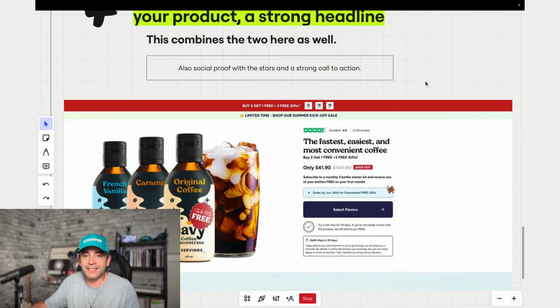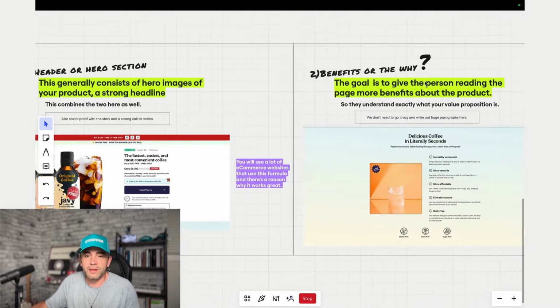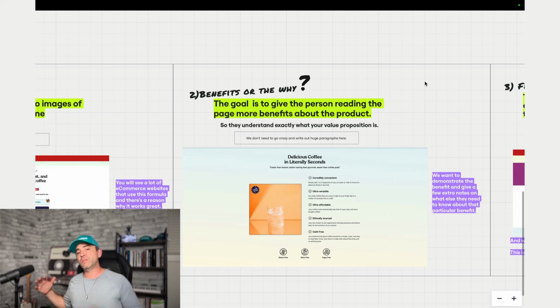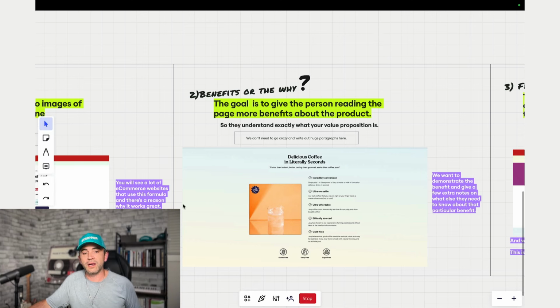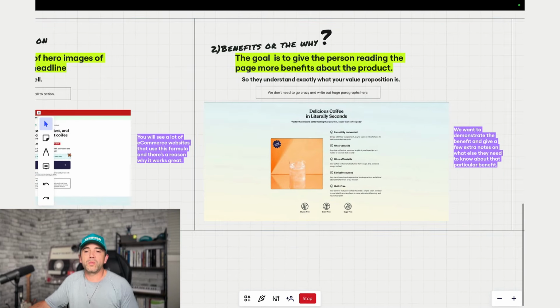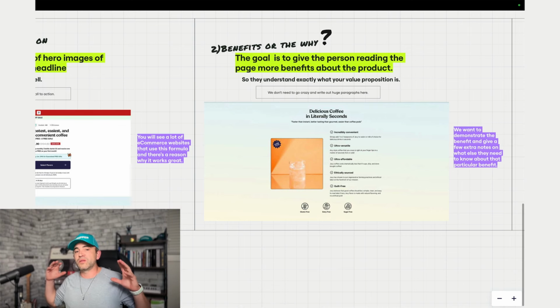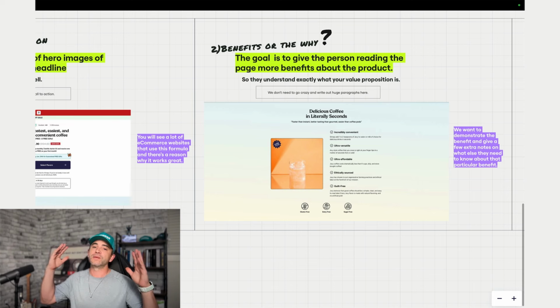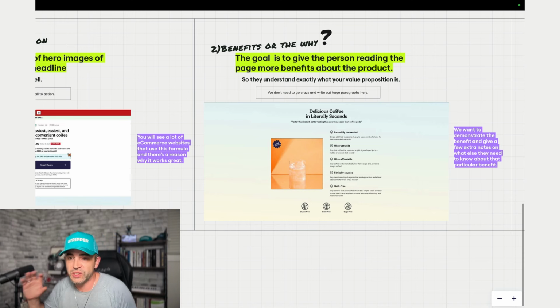So onto the next section. The next section is, since people are coming in here, we've given them some of the benefits, the reasons why they should consider trying our product. We want to lead into the benefits. The goal here is to get the person reading more about what other benefits there are around the product. We want to elevate the inner child in them so that they can tell their parent exactly what it is, how their life is going to be different.